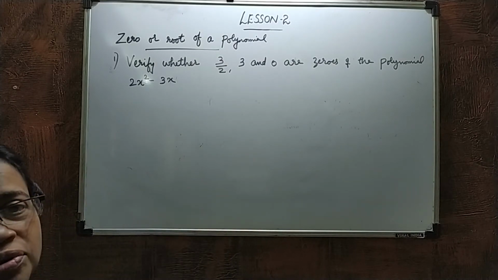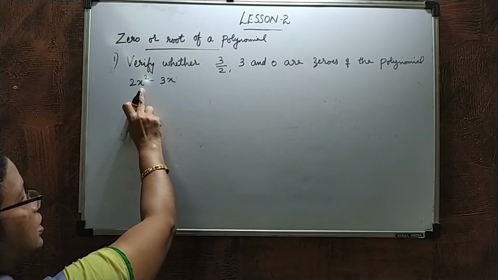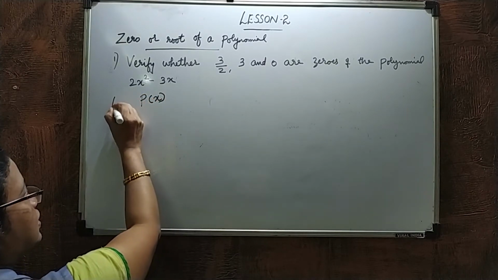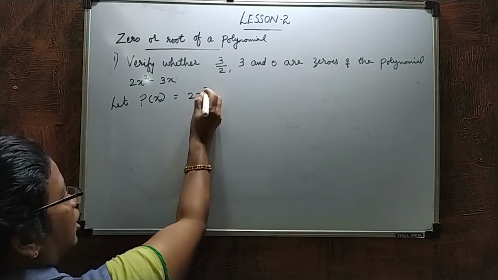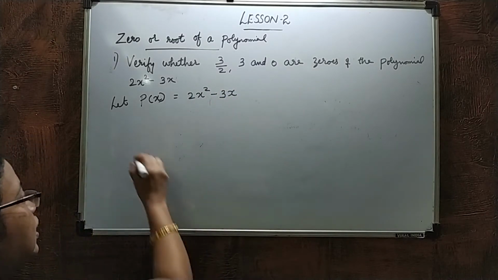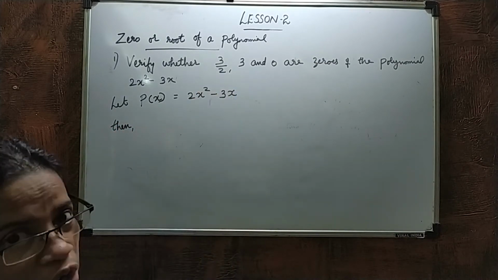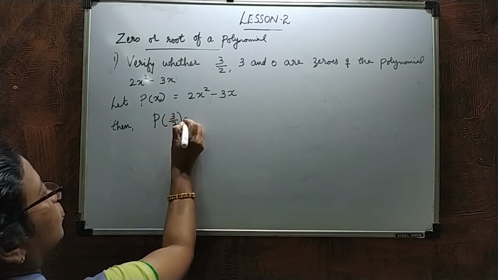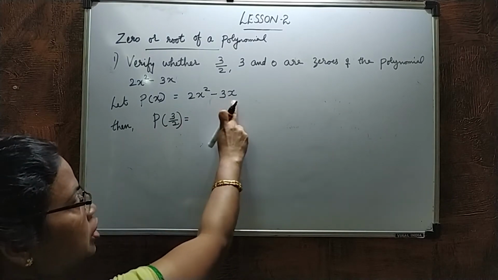First question we will do. First what you have to write now? First you have to write the polynomial. Name it. Here x is there, so it is p of x. So let p of x equal 2x square minus 3x. Okay, first step. Then what is the next step? First one, p of 3 by 2. What you have to do? Instead of x, I apply 3 by 2 there. So you have to substitute here also.